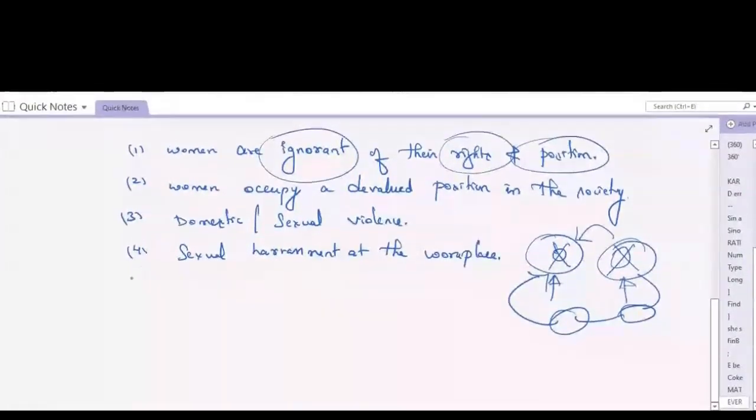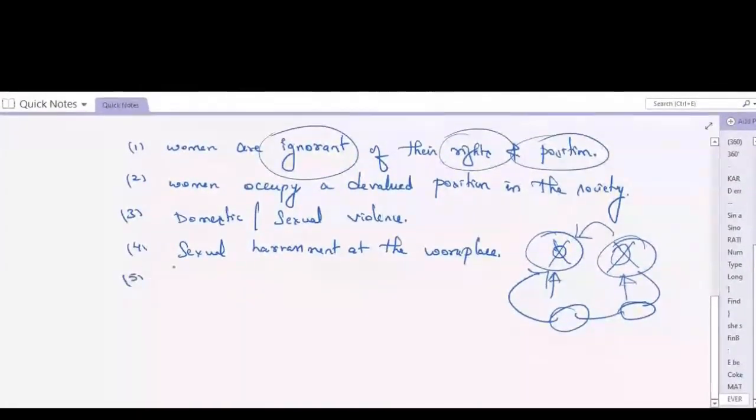Sexual harassment at the workplace. The place where they are going to work, or even if they come out of their houses, as you can see, there are so many sexual harassments going on, right? Because of that, discrimination still exists in our society.